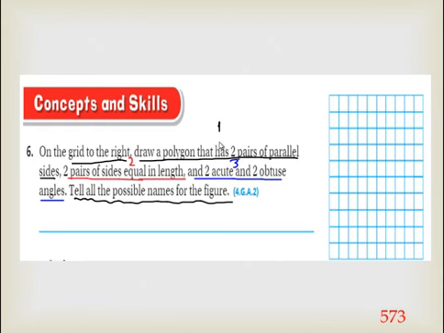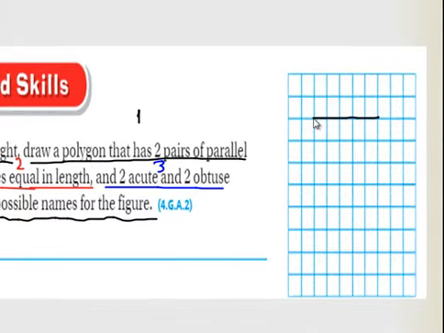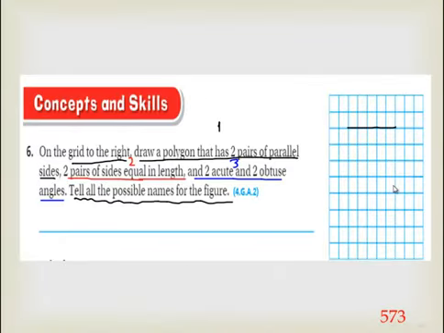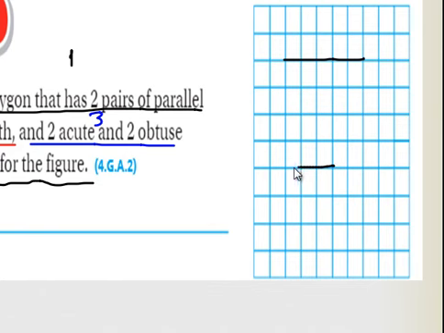The first condition is: draw a polygon that has two pairs of parallel sides. Let's draw it. I will start from any point on the grid, for example here. Then I'm gonna count 1, 2, 3, 4, 5, and I will stop here. Then go down to any point and please move it a little to see the third condition. 1, 2, 3, 4, 5.